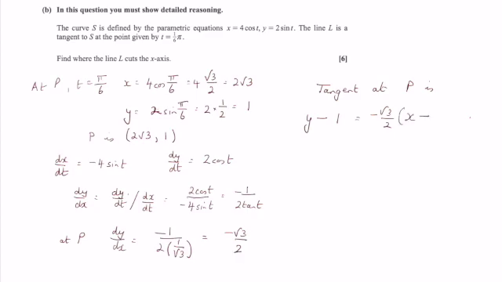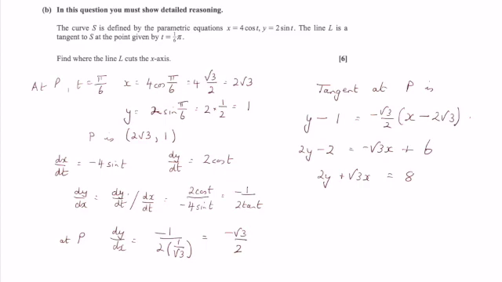x minus x1, where x1 is the x coordinate at P, which is 2 root 3. We can tidy that up a bit: multiply both sides by 2, and multiply this bracket by minus root 3, giving 3x plus minus 2 root 3 plus... oh, where did that come from? Plus 6. And that finally tidies up to 2y plus root 3x equals 8.